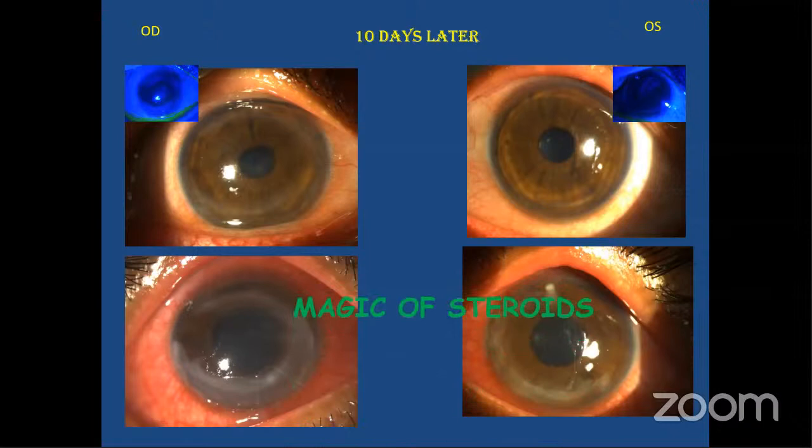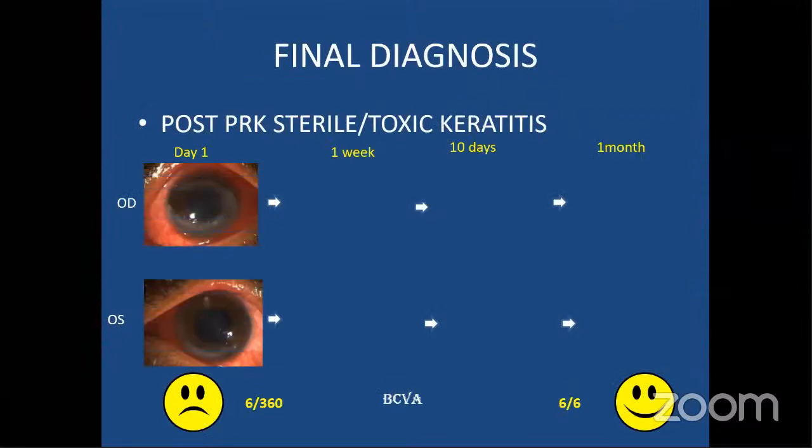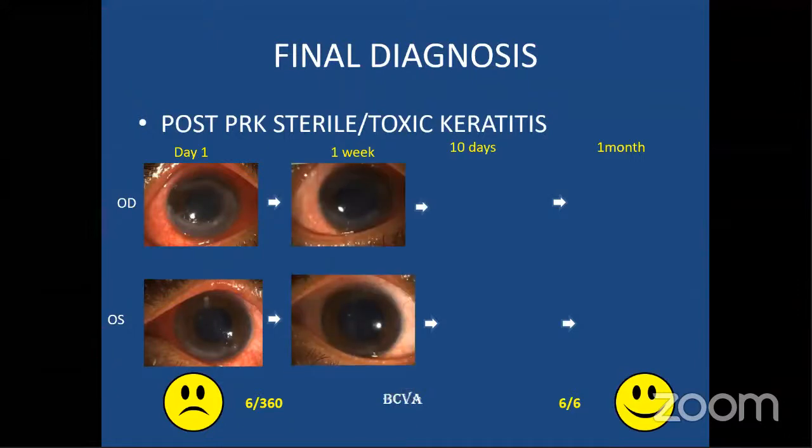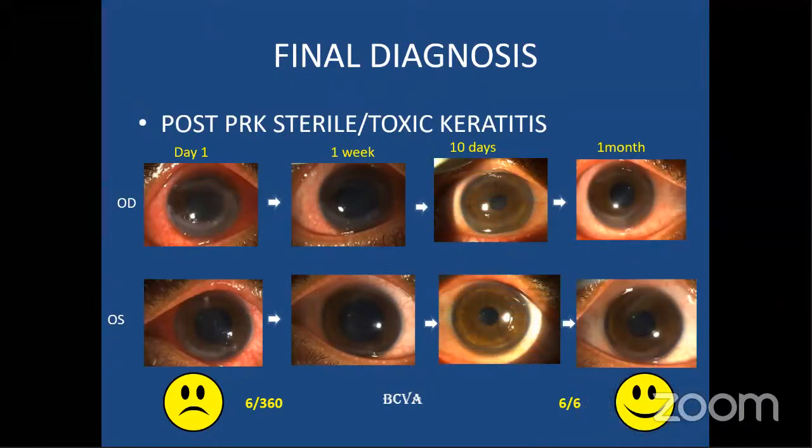So this is the magic of steroids, I suppose. Next. So a final diagnosis of post-PRK sterile keratitis was made, and we can see how the case progressed. Next. Day 1, 1 week, 10 days and 1 month: the steroids acted as a fire extinguisher in our case, improving the vision from 6/360 to 6/6.